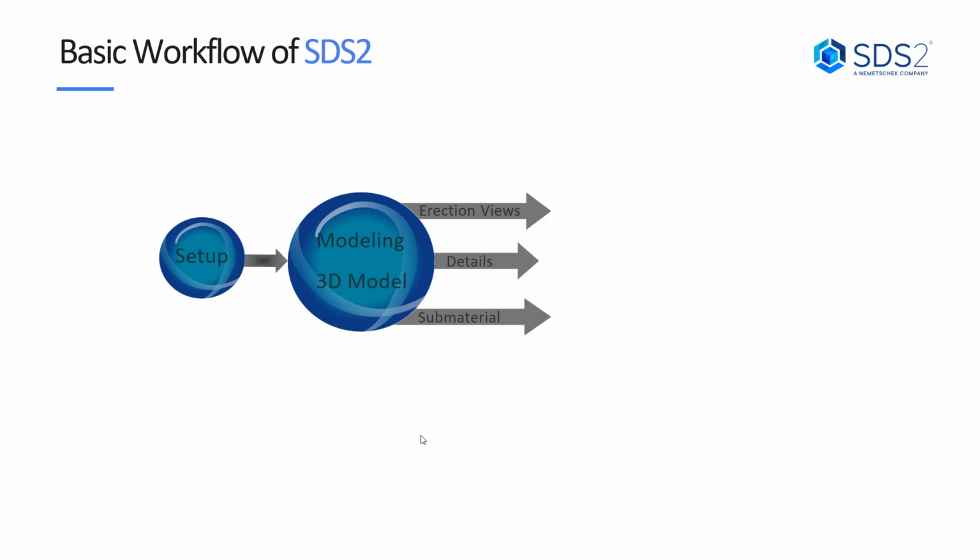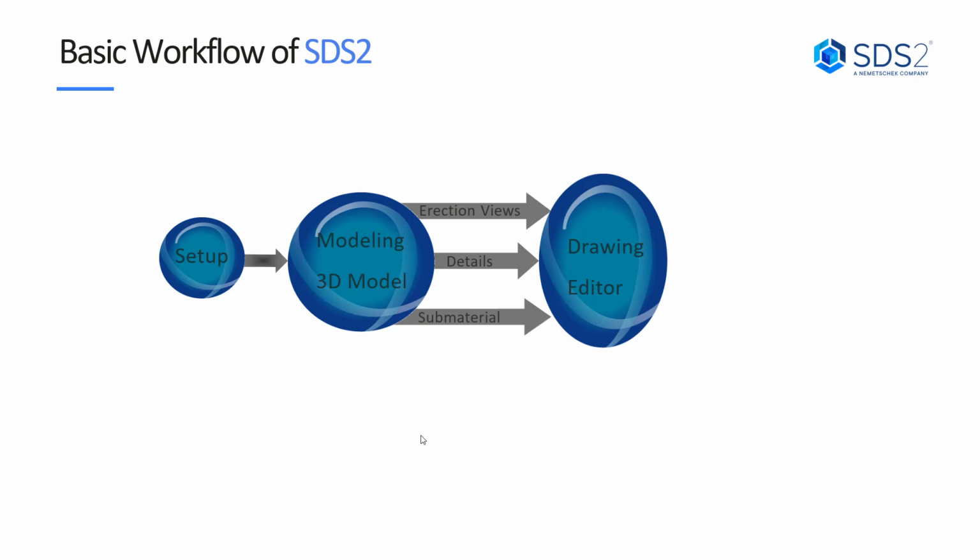So once the steel is modeled in, you can then start detailing the erection views, the member details, and then the submaterial details. And then from there, you can clean up your details and you can get them onto sheets to be able to plot and submit. And you would do that inside of Drawing Editor.